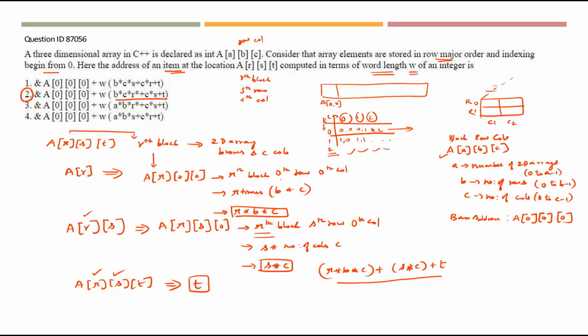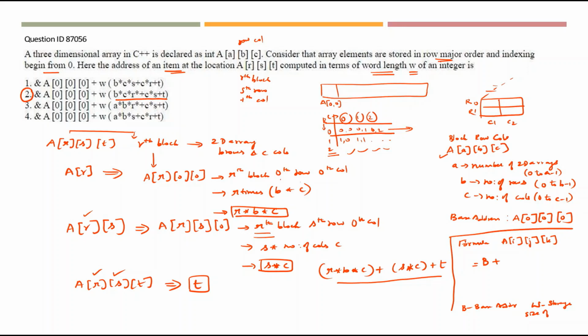Now there is a formula for this. Formula to access an element at A of I, j and k. This will be ith block, jth row and kth column. First, we will add the base address. So let me expand here. Base address plus, if there is any storage size for the element, we can mention it. It is represented by W.